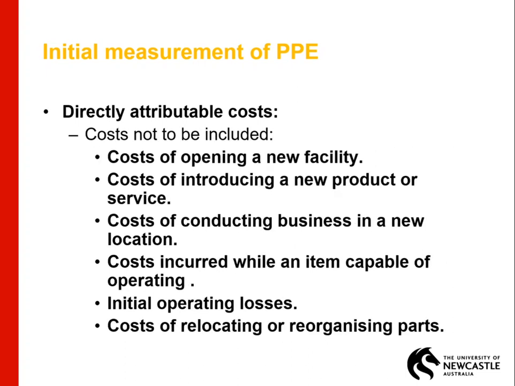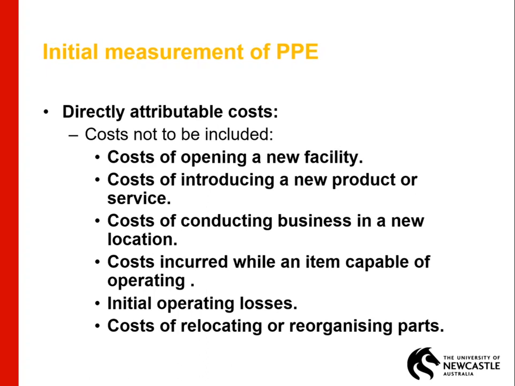There are some exclusions from these directly attributable costs. For instance, the costs of opening a new facility, these are costs incurred after the property, plant and equipment is capable of being used. So for instance, the opening ceremony is not an allowable cost. It has to be expensed. It doesn't really have any impact on the operating ability of the asset.